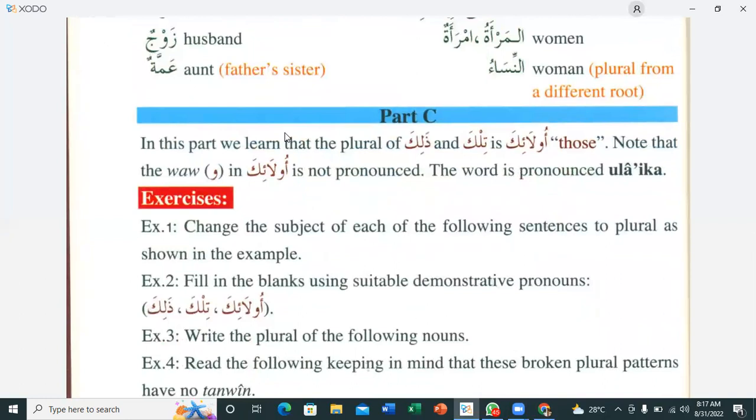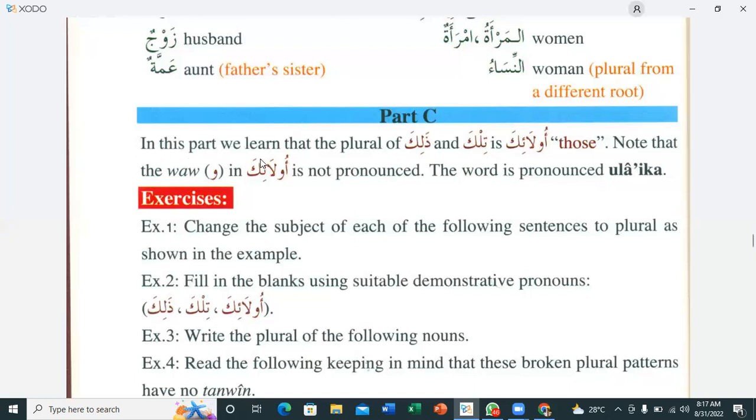In this part, we learn the plural of zalika and tilka. What is the meaning of zalika and tilka? That, for male and female. Yes, that. Zalika is for male and tilka is for female.